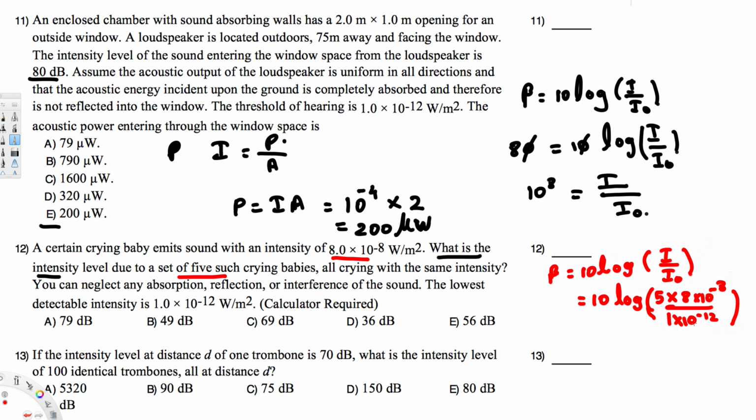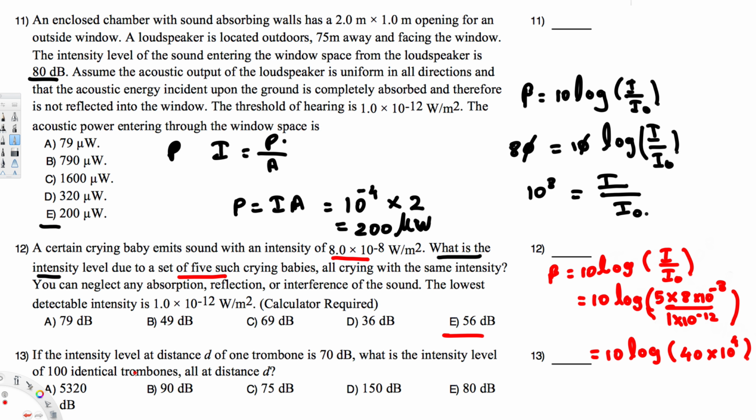and all we have to do is just plug it in the calculator, right? So you will get 10 log 40 times 10 to the power of 4, and if you calculate that one, you should get 56 decibel. Now let's look at the next question.